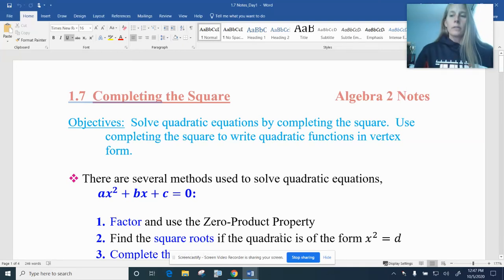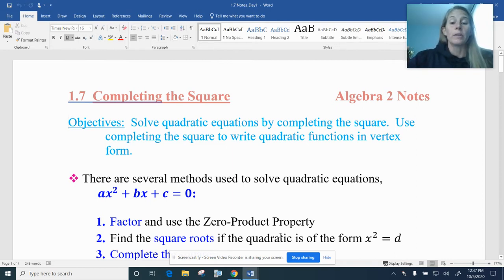Okay, so today's lesson, we are going to go over completing the square, and then we will use completing the square to solve some quadratic equations, and we will also use it to convert from standard form into vertex form.